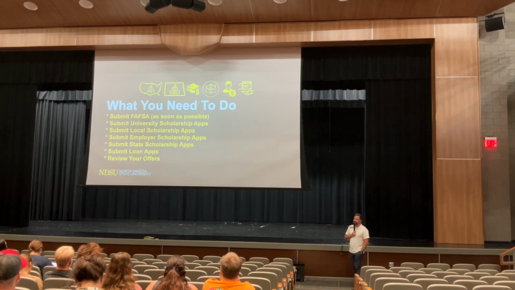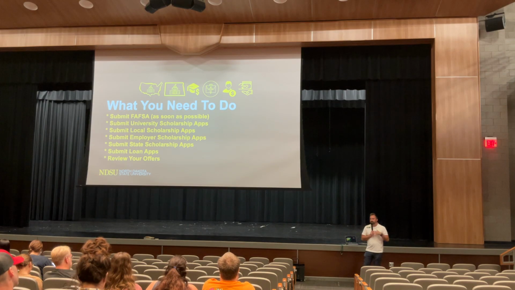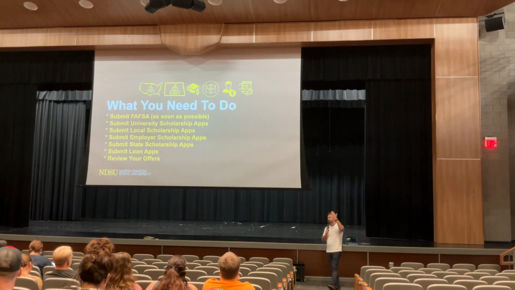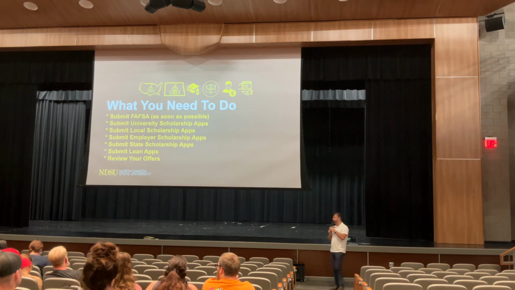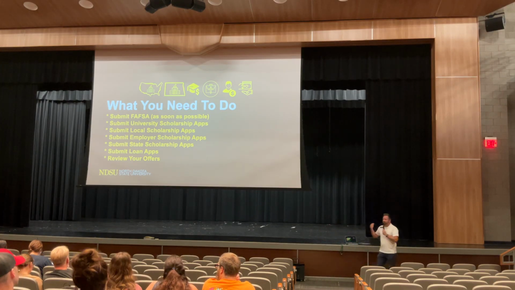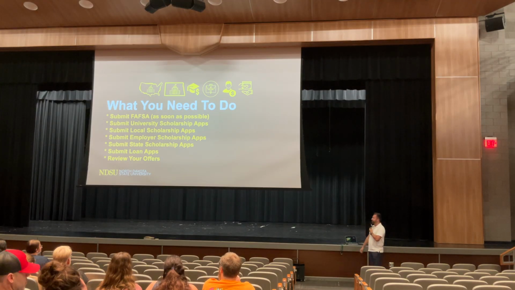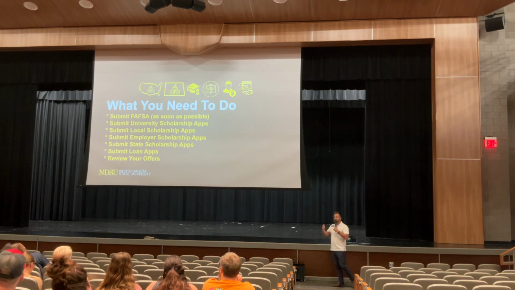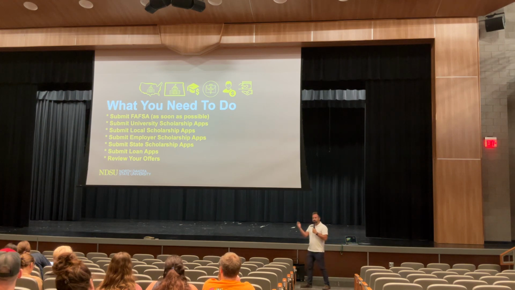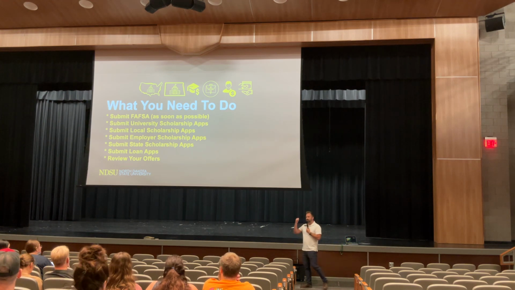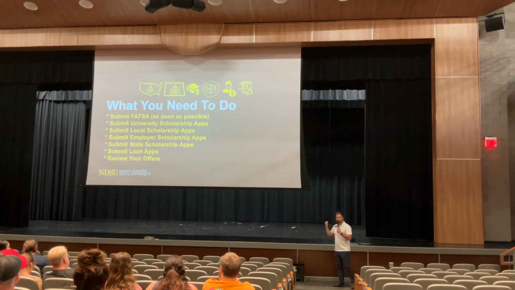Then you want to get out there and do those university scholarship applications, because again, they're rushing to try to get scholarship offers out to you, and the sooner you submit your scholarship application, the sooner they're able to give you an offer. Okay? Then it's going to be your local and your employer scholarships, your Dollar for Scholars scholarships, all of those ones that have a later due date. You want to get those things submitted. And then don't forget about your state scholarship that's due on June 1st. Got to make sure that gets submitted as well.